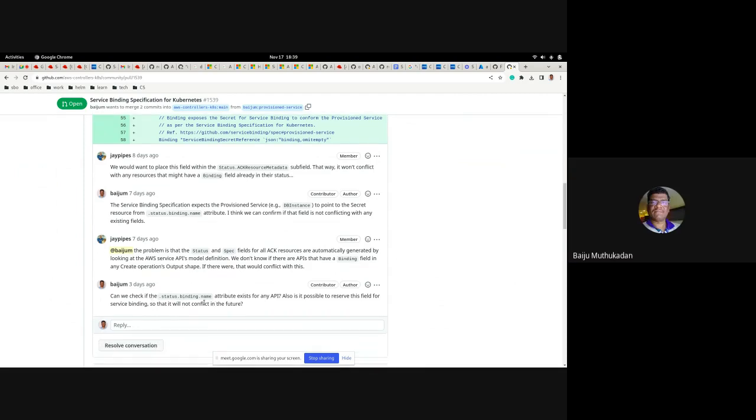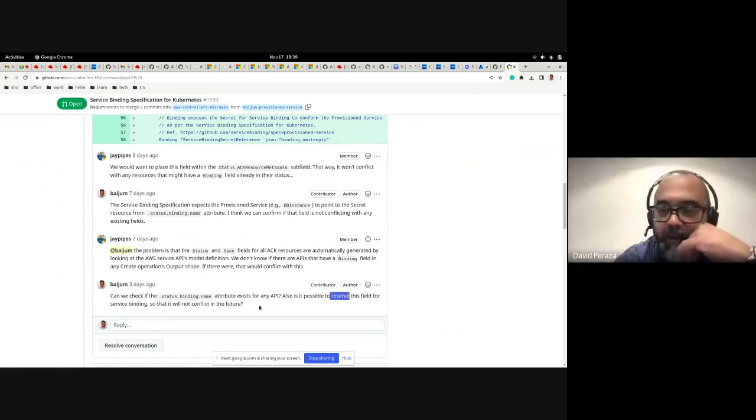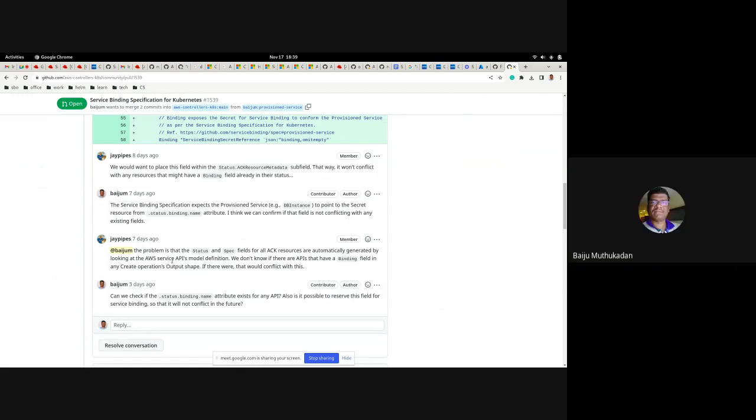So can we check if this exists for any API, and also is it possible to reserve this kind of field for service planning so that it will not conflict in future also? Yeah, it's a good question. I understand this may be handled by a different team. I think it's not from the ACK project, because the model is coming from a different project, so maybe they need to have some concerns.